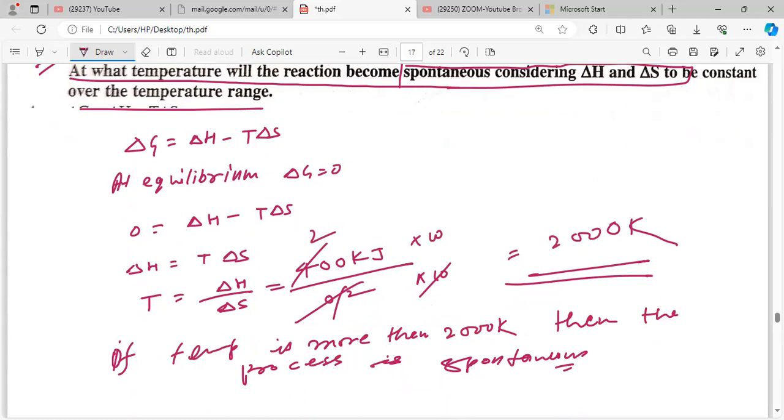Kindly understand the concept also. You must not miss that one.